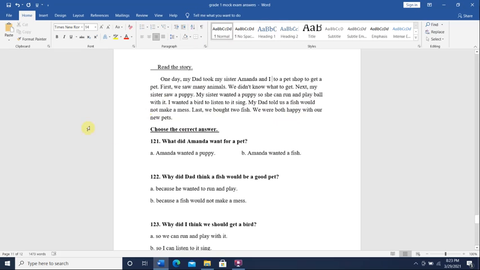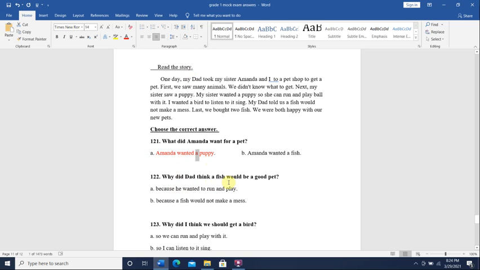Okay, so this is a story about a person who went to a pet shop with her dad and sister. So what did Amanda want for a pet? Amanda wanted a puppy or wanted a fish? Amanda wanted a puppy. Why did she want a puppy? You go back to the story and you find out. Okay? Remember, to answer questions about a story, you have to go back and get it. It says here, my sister wanted a puppy so she can run and play with it. So she wanted a puppy.